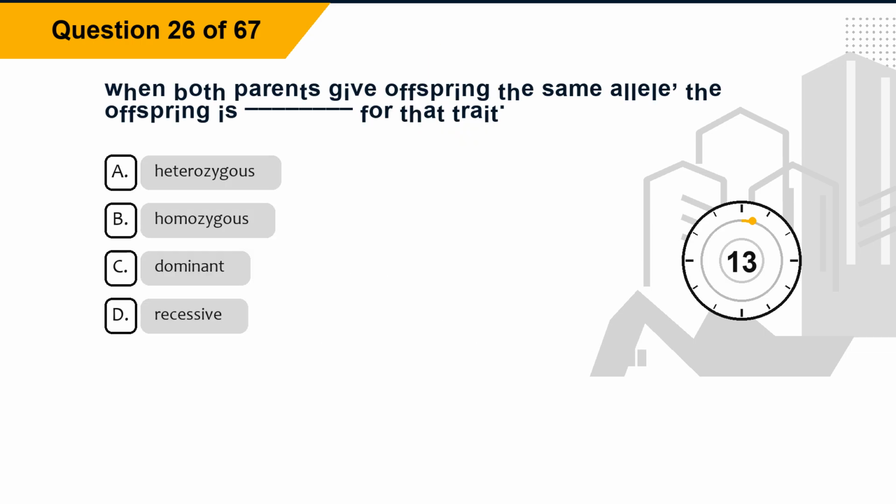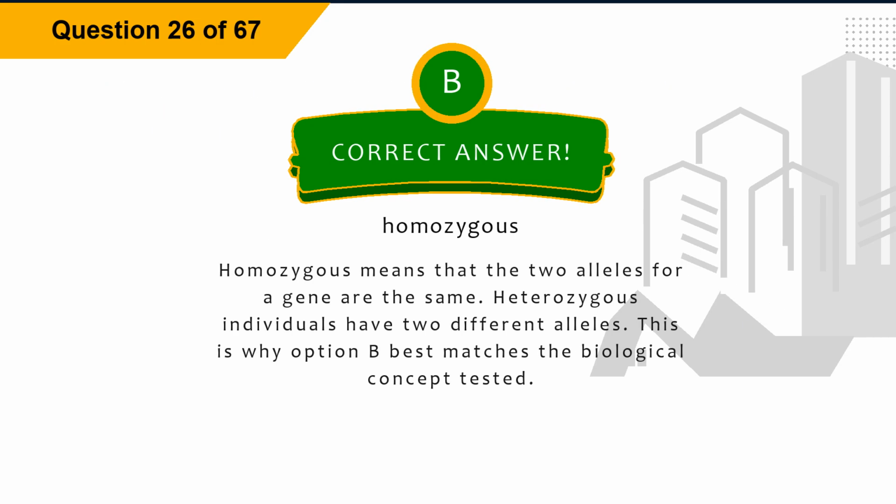Question 26. When both parents give offspring the same allele, the offspring is blank for that trait. Option A, heterozygous. Option B, homozygous. Option C, dominant. Option D, recessive. The correct answer is option B, homozygous. Explanation. Homozygous means that the two alleles for a gene are the same. Heterozygous individuals have two different alleles. This is why option B best matches the biological concept tested.